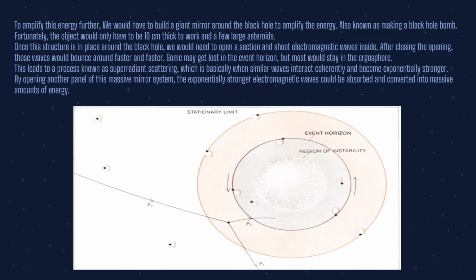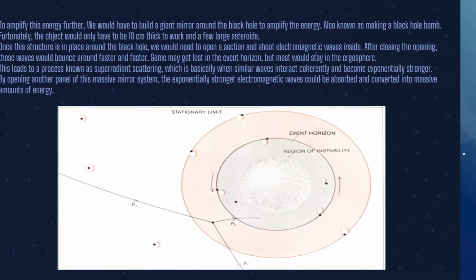This leads to the process known as super-radiant scattering. This is basically when similar waves interact coherently and become exponentially stronger. By opening another panel of the massive mirror system, the exponentially stronger electromagnetic waves could be absorbed and converted into a massive amount of energy.